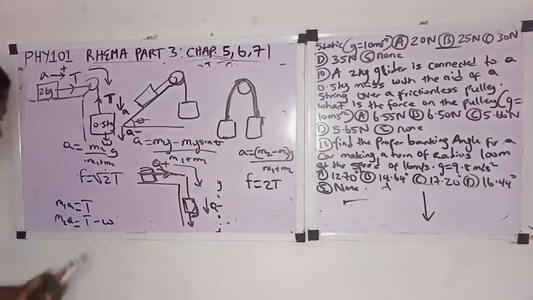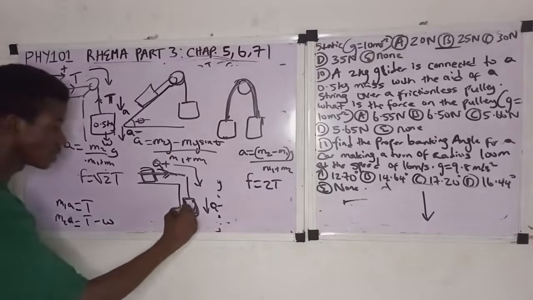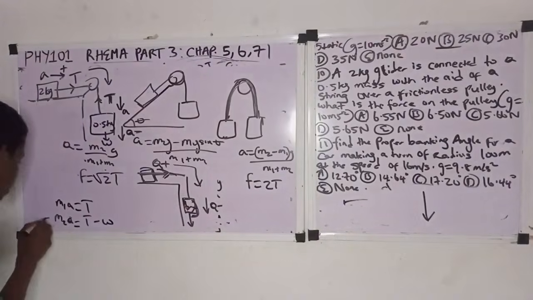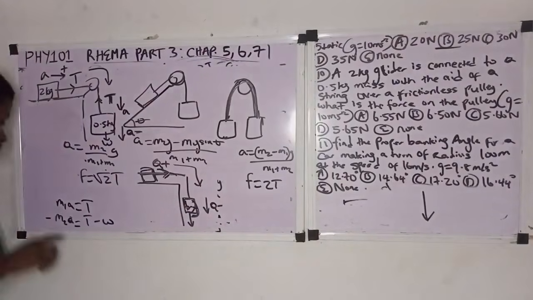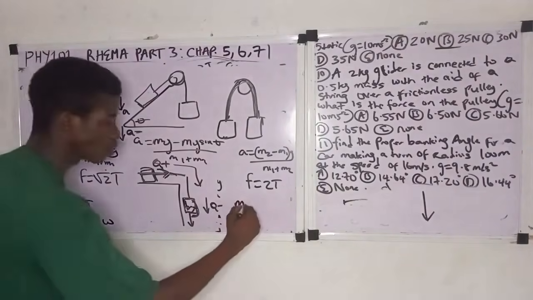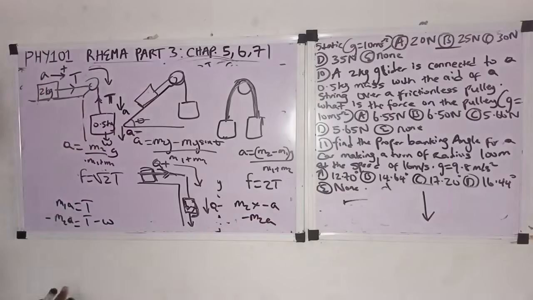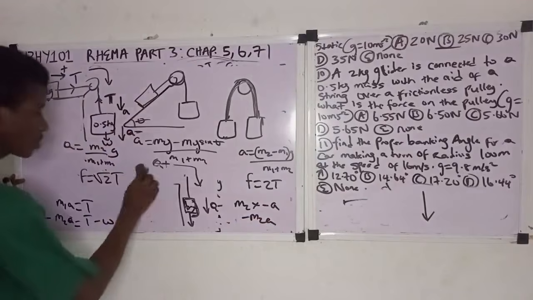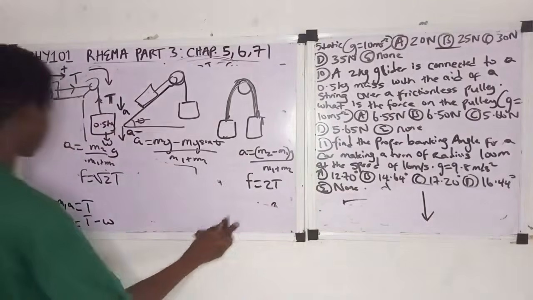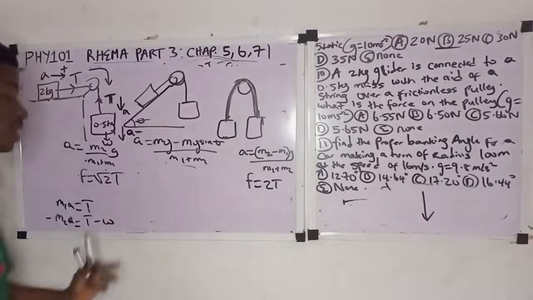So let me tell you that the acceleration of M1 is positive, while the acceleration acting on M2 is negative, so I'll put a minus here. M2 times minus A will give us minus M2A. So we are not done yet. We want to look for the tension. Once you get the tension, we take the root 2 of that tension, and get the answer.